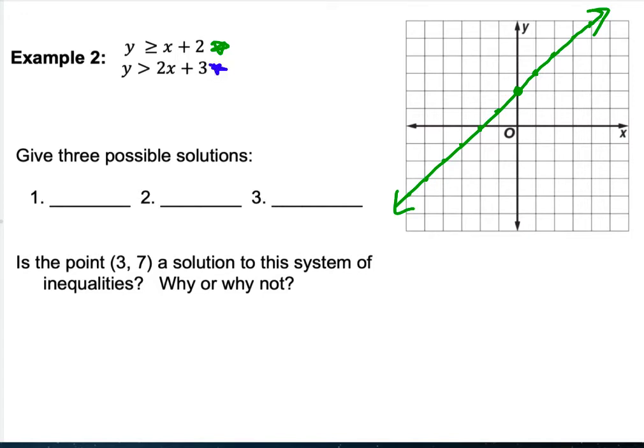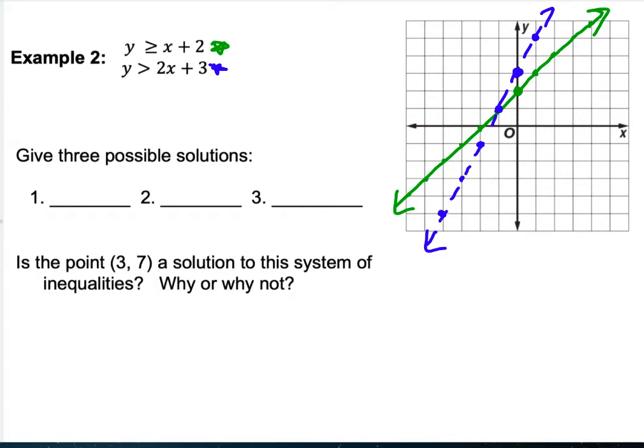Next one I'm going to do in blue. Y is greater than 2x plus 3. So I'm going to have a y-intercept of 3, a slope of 2. So up 2 over 1 or down 2 back 1. And I'm going to do a dashed line for this one. Make sure your dashed line stands out. We want to know where the line is, but we want to be able to tell that it's dashed and not solid. Now I'm going to go ahead and shade it.